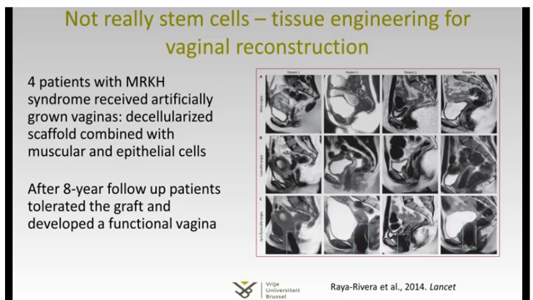This group already managed to develop an artificial bladder, and they're working also on artificial penile tissue now, but it's still ongoing. But this is really an impressive result, because from having no vagina, this patient developed a functioning vagina. So maybe this can be the way to go also for stem cell treatments. Maybe integrating tissue engineering and stem cell treatment can be a positive thing.